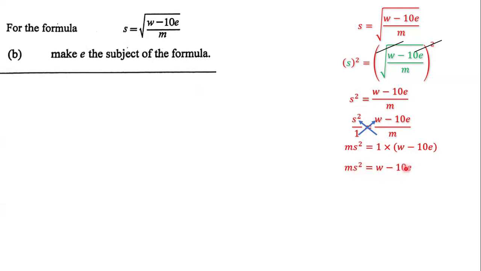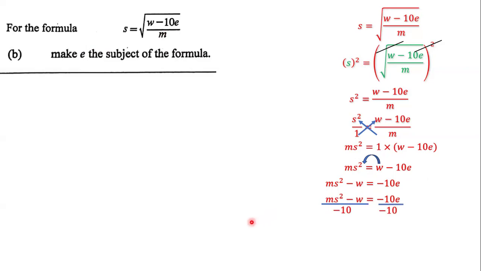Remember, our goal is to make E the subject of this equation. So we're going to take W and send it over the equal sign. And so we are left with MS squared minus W is equal to negative 10E. Remember, we want to make sure that E is by itself and everything else is on the other side. So we have to get rid of this negative 10. And so we divide both sides of this equation by negative 10.